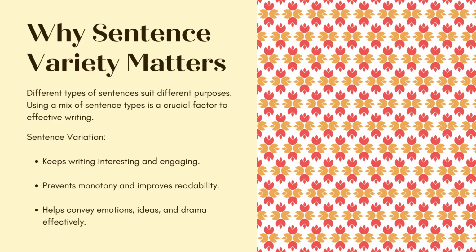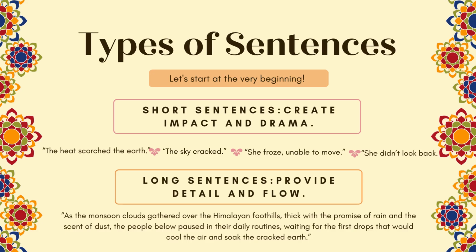Using a mix of sentence types helps your writing flow and keeps your reader interested. It prevents your work from sounding repetitive and helps convey emotion, rhythm, and drama more effectively. Long sentences are great for detail and description, while short sentences create drama and impact. Let's look at two examples.